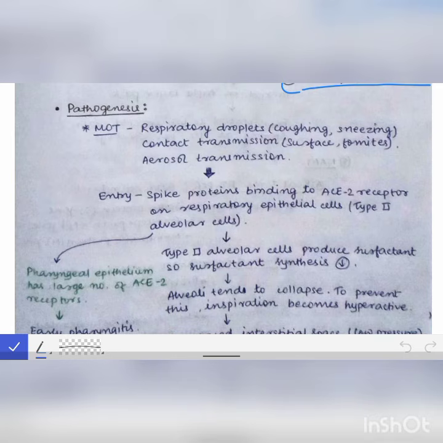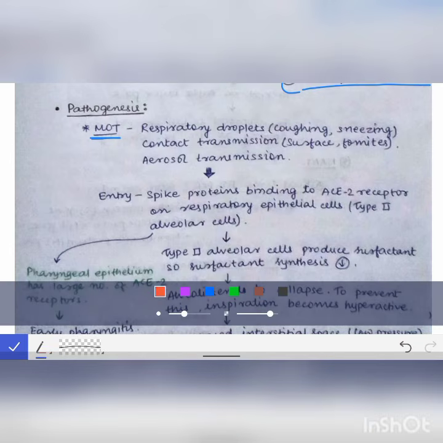Now coming to the pathogenesis of COVID-19. In pathogenesis, first we have to note the mode of transmission. The mode of transmission in COVID-19 is mainly the respiratory droplets released during coughing and sneezing, then contact transmission through surfaces and fomites, and aerosol transmission. So the transmission of the SARS-CoV-2 virus can occur through these three routes: respiratory droplets, contact transmission, and aerosol transmission.